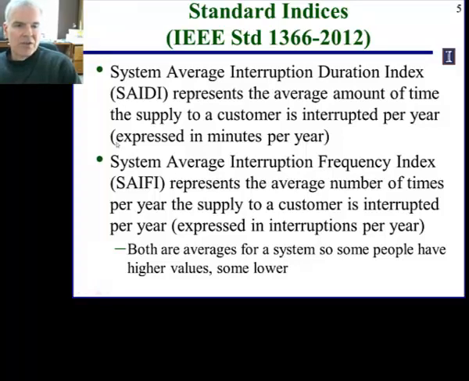Now the S in both of these indicates that these indices apply to the entire system, and certainly some people are going to have higher values and some people are going to have lower values. Where I live is actually at the end of a distribution feeder that goes through a whole bunch of trees. It's an area that has a lot of squirrels in it, a lot of trees, so I actually tend to lose power, I think, much more often than some other customers. One of my colleagues who lives in town says that his power seldom goes out, where I'll have a number of outages each year. Okay, so these are system averages.